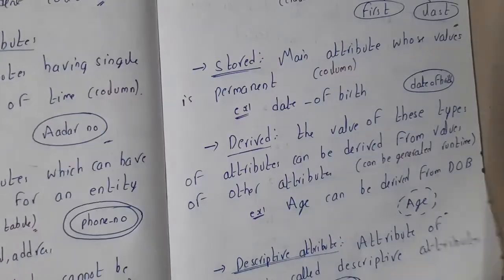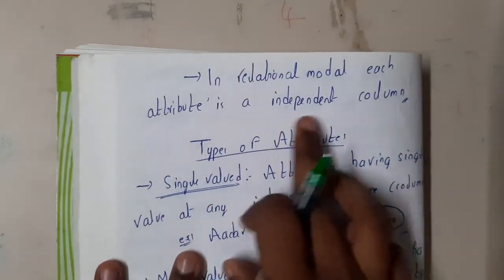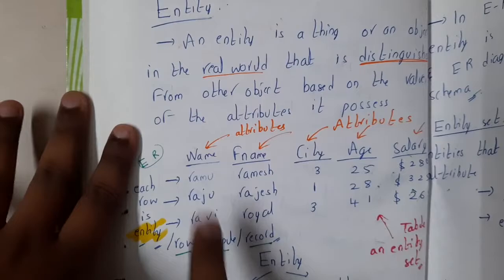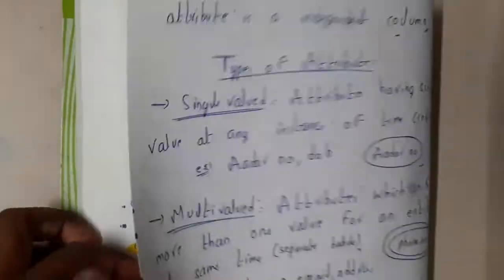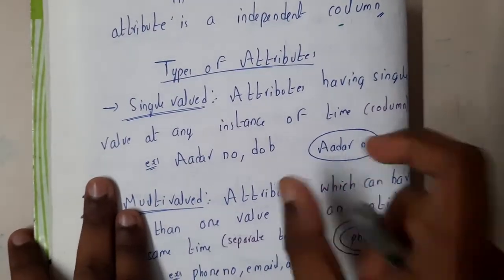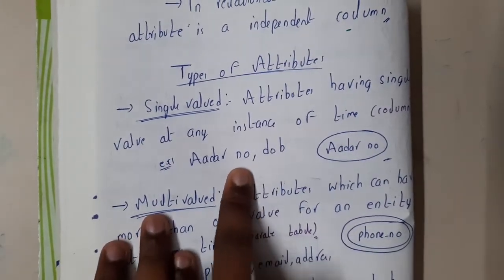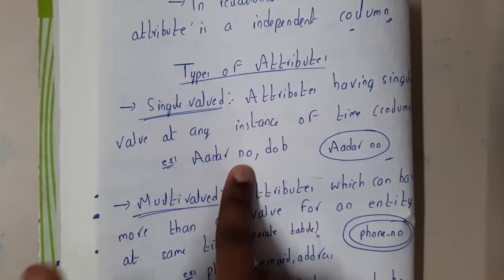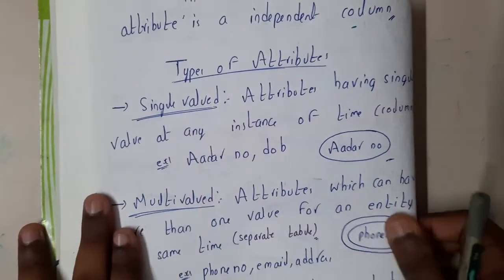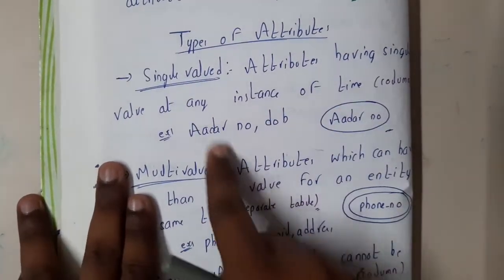Okay. So I told you there are various types, right? So let us start discussing these various types of attributes. In the relational model, each attribute is an independent column. So each and every column is an independent attribute, guys. Let us start. The first type is a single-valued attribute, guys. If a particular column has only a single value, like date of birth, like Aadhaar number, like PAN number, like any kind of thing which is unique, that is nothing but a single value. An attribute having a single value at any instance of time is a single-valued attribute.